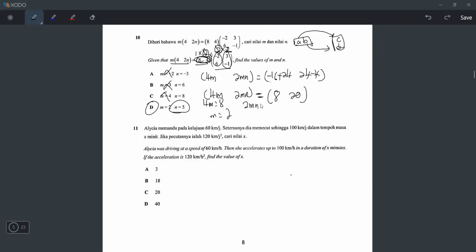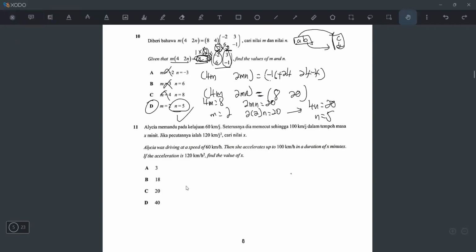So 2mn equals to 20, and we already know m is 2, just ganti masuk equals to 20. So we know 4n equals to 20, n equals to 20 divided by 4, which is 5, which matches perfectly, okay? So that's how you do it.